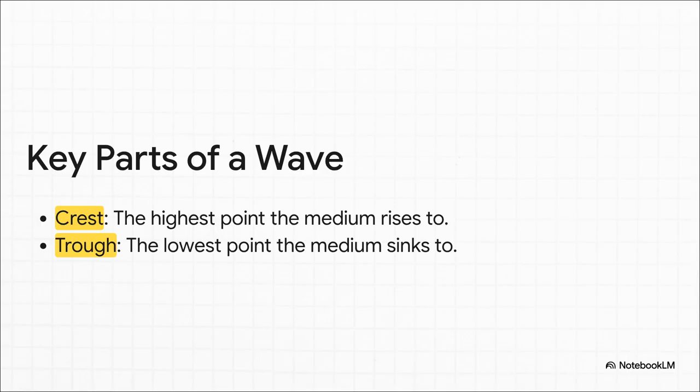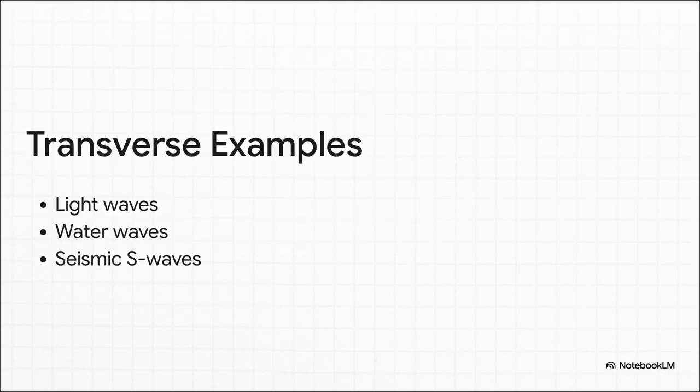Transverse waves have two main parts you need to know. The very highest point of the wave is called the crest, just like the crest of a mountain. And the lowest point it dips to is called the trough. Easy enough, right? Crests are the peaks and troughs are the valleys. And where can you find these in the real world? Well, obviously, the water waves we've been talking about are a perfect example. But get this, light waves are also transverse waves. And even certain types of earthquake waves, called S waves, move in this up and down way.